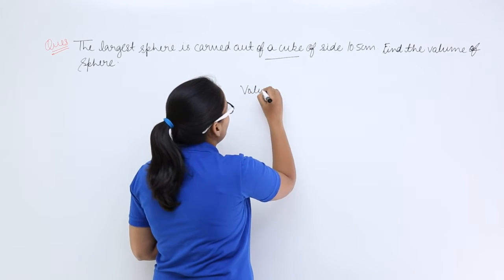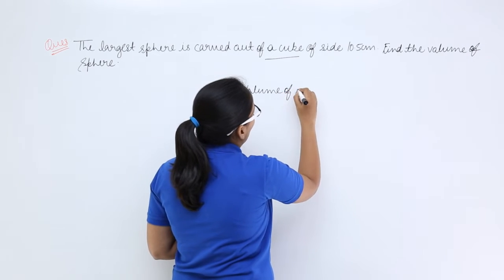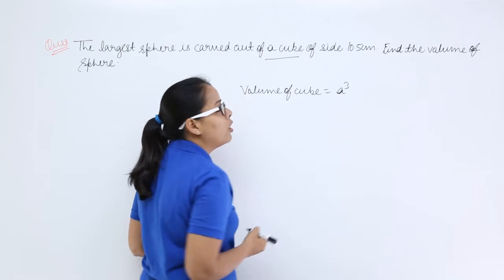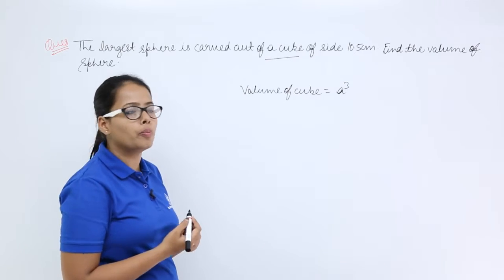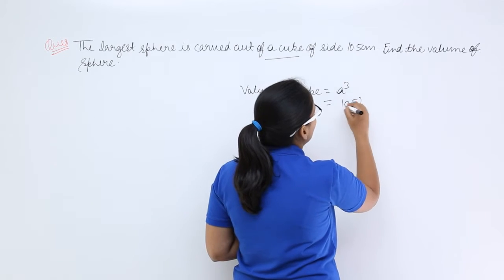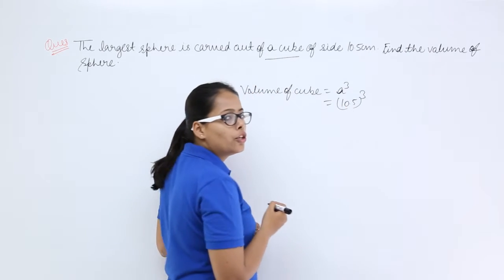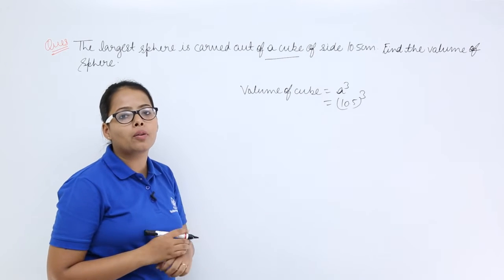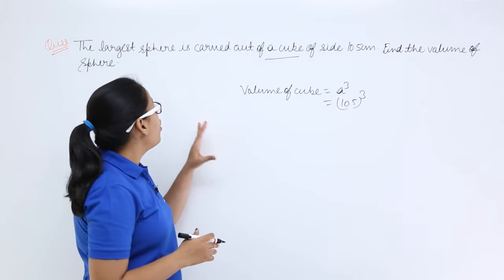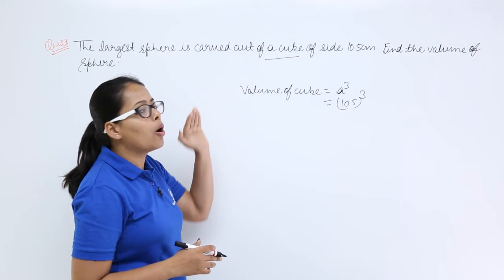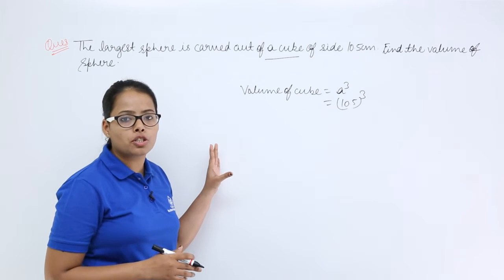Volume of the cube will be, volume of cube is nothing but length into breadth into height, but when all the lengths are same, this will become a cube. And the length of this side is 10.5, so this will be 10.5 cube. But here in this problem you need not calculate this. Why? Because here this largest sphere is carved out, not recasted from this cube.